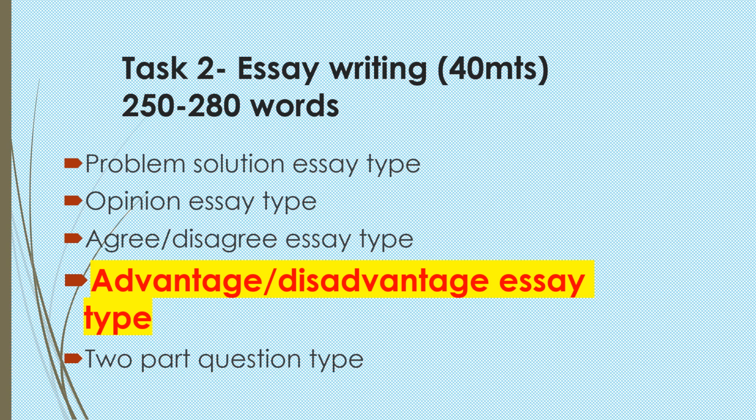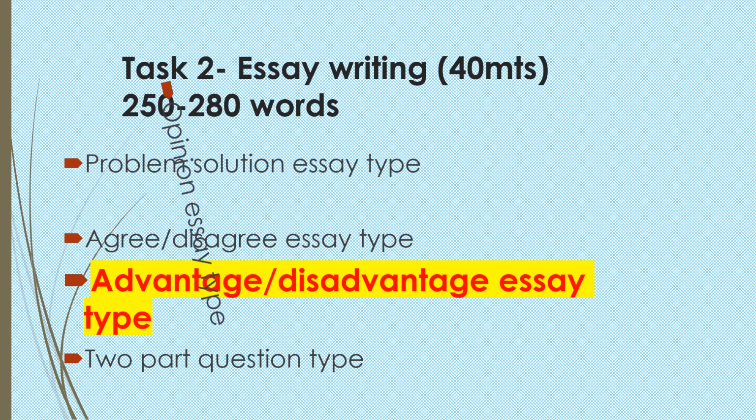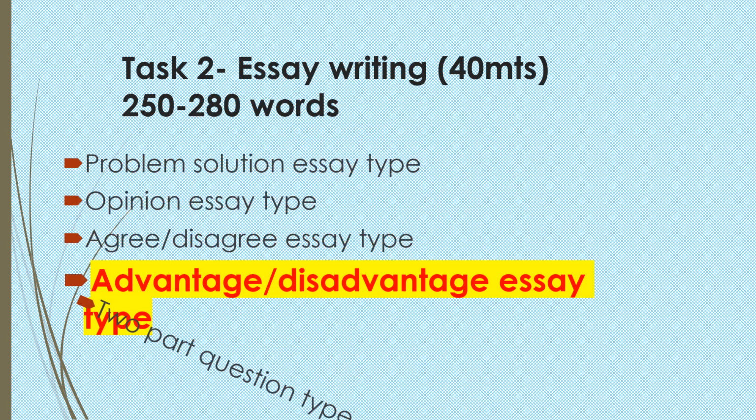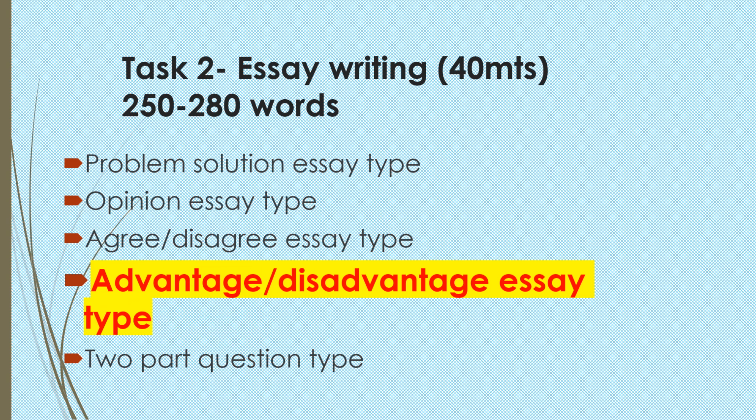Now there are 5 different essay types that you should be able to identify. The first is problem solution, second, opinion, third, agree disagree, fourth, advantage disadvantage, and the last is two-part question type. So let's identify and find out how we can choose and make sure which essay type we should be writing for. So in this video, we are going to be discussing an advantage-disadvantage essay type.